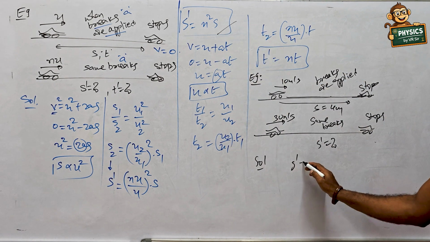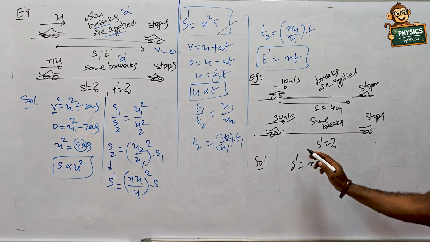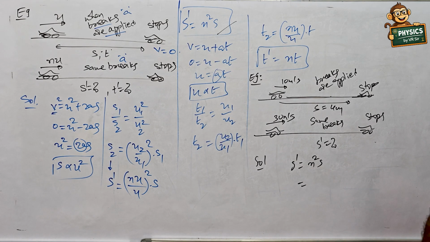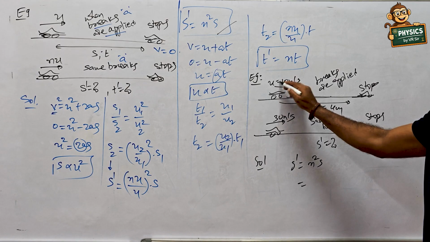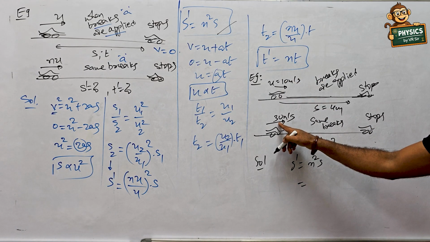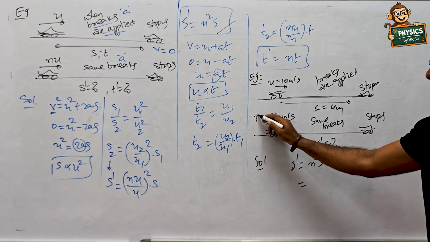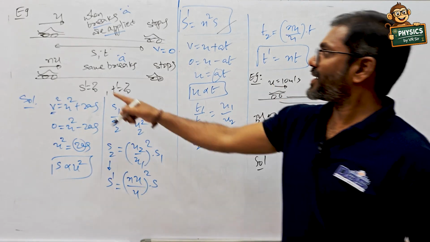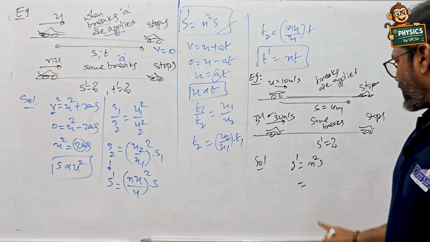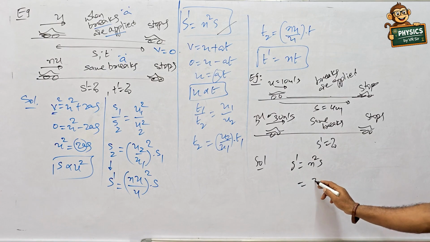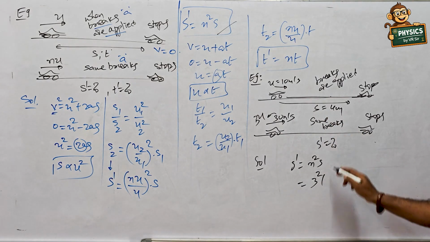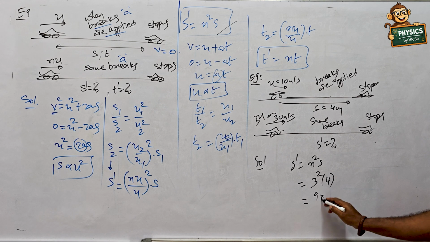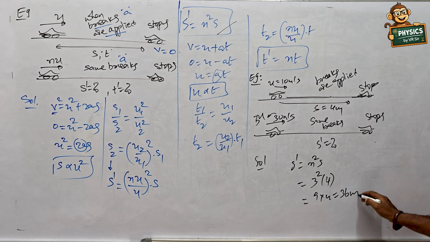The distance s dash is nothing but n square s. What is meant by n here? Look here. If its velocity is u, and the new velocity is 30, this is going to become 3u, isn't it? So u and 3u. Come back here, u and nu. So in place of n, 3 is there. Therefore 3 square into the distance it stopped after, which is 4. So 3 square, 9 into 4, is nothing but 36 meters.